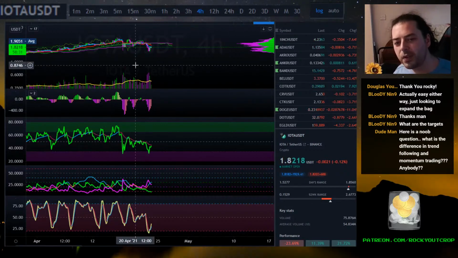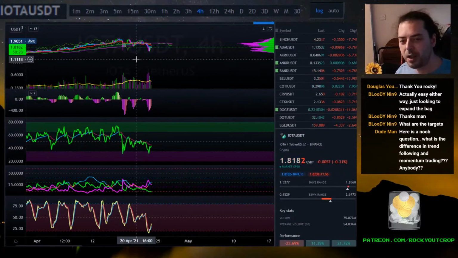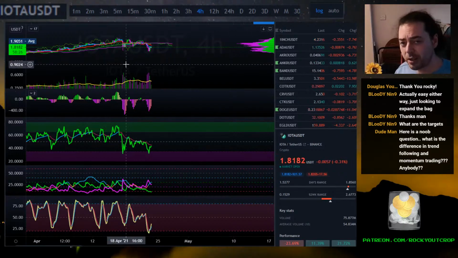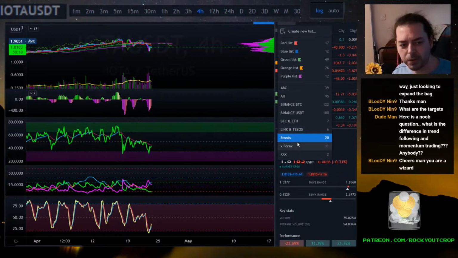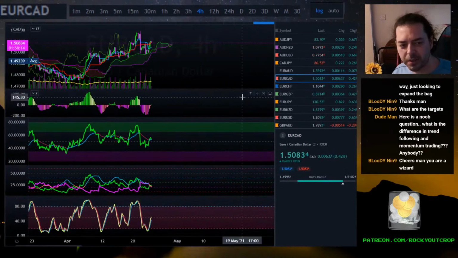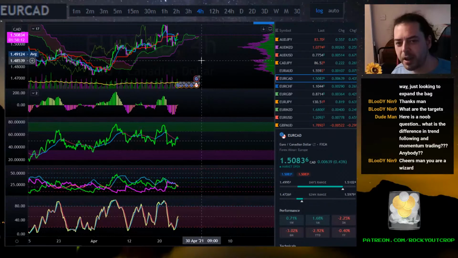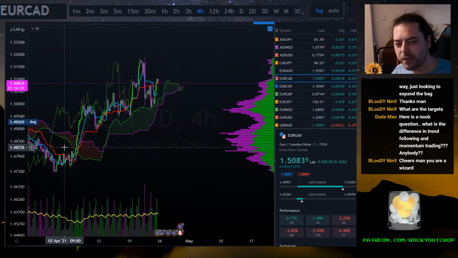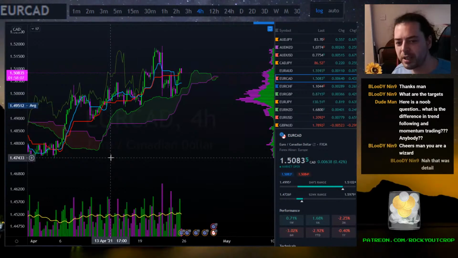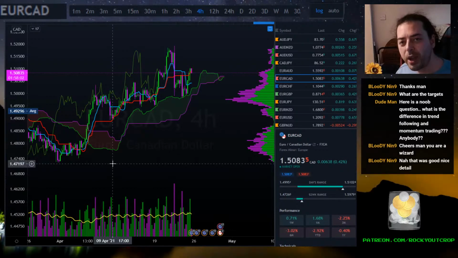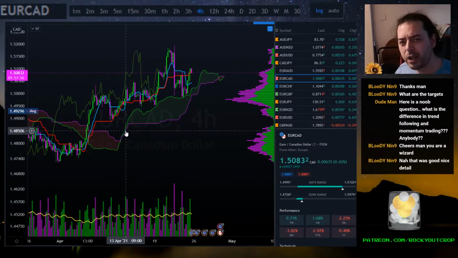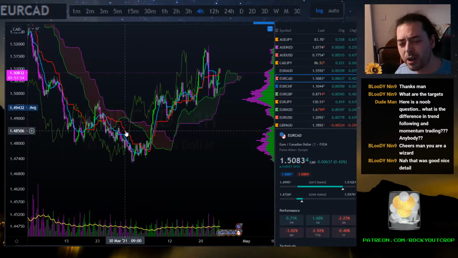Anybody? Well, trend following, if you're going to make a difference there, my friend, and you're going to point out a difference, then let me bring up a more neutral chart in the background so this is applicable a bit better for us. 4 hour time frame here on the euro versus Canadian dollar. Trend following is when you follow a trend. That is self-explanatory, right?